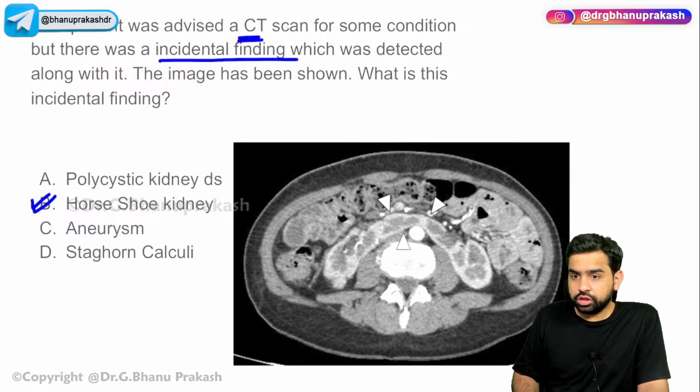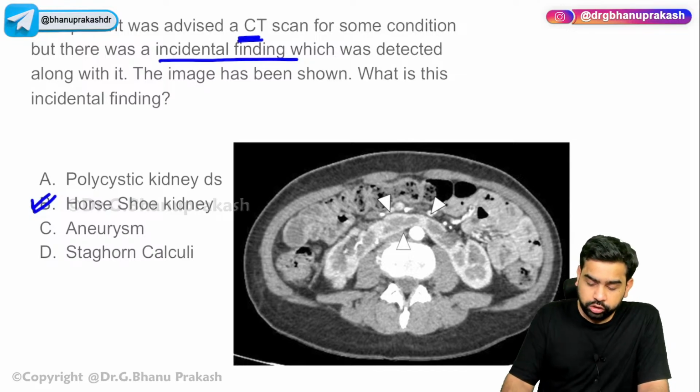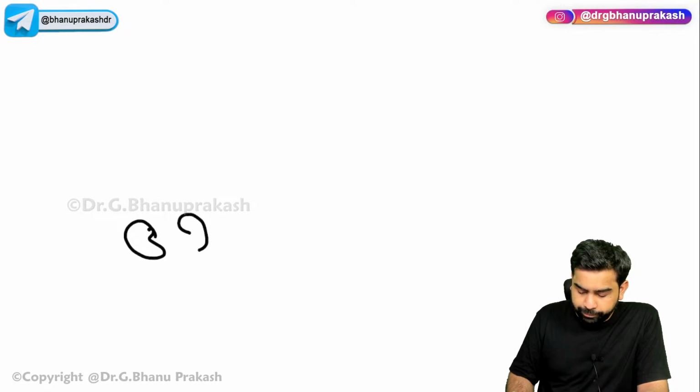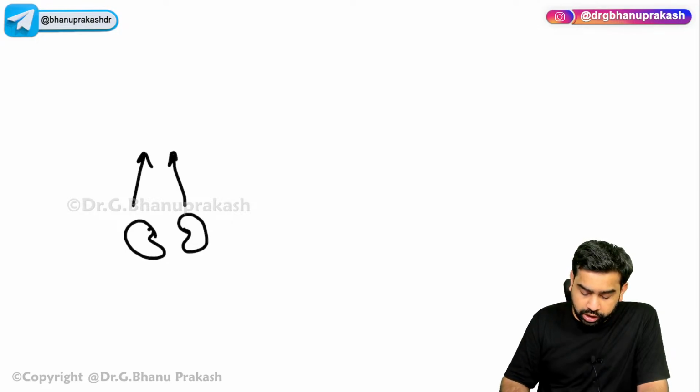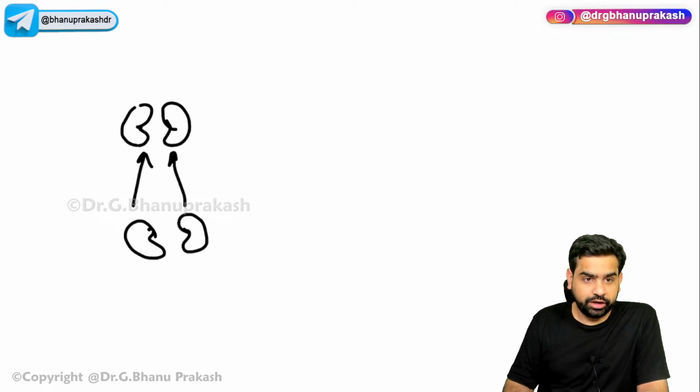This is basically your horseshoe kidney. So what you need to understand about the horseshoe kidney is the formation of the kidneys. In general, if you wish to understand the kidneys, they basically form in the pelvis, and then they come to lie in the retroperitoneum.